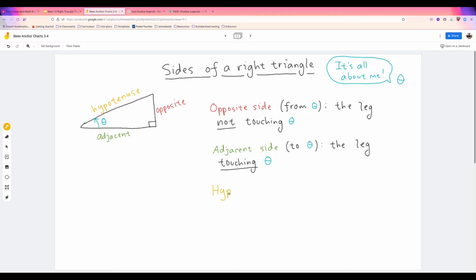And finally, the hypotenuse. The hypotenuse is the one side that stays the same no matter which angle you're looking at. So whether you're looking at theta or the complement of theta over here, the hypotenuse is always the side opposite the right angle, or the longest side of the triangle. Just like when we were doing the Pythagorean theorem anchor chart, the hypotenuse is the longest side of the triangle.